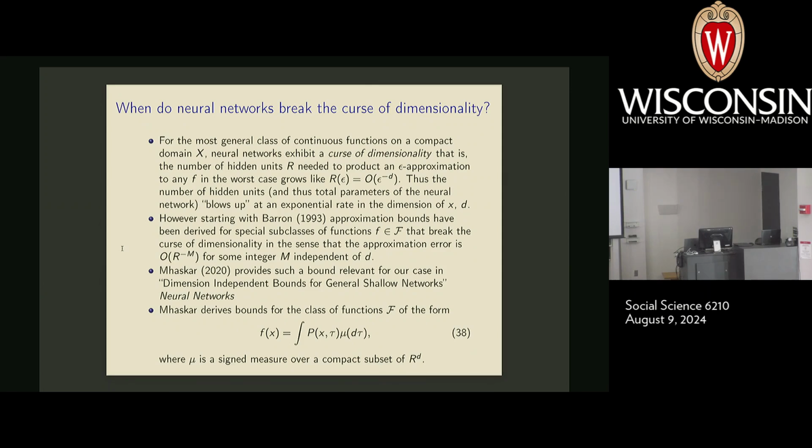But starting with Andrew Barron at Yale, it was shown that there are some subclasses of continuous functions for which we only need a small number of hidden units. So the error goes down like r to the minus m, and it doesn't depend on the dimension d.